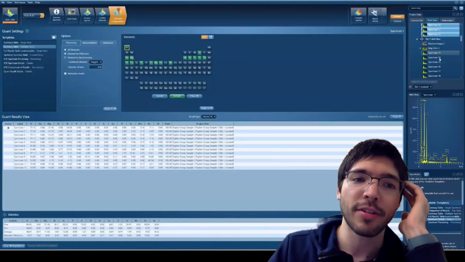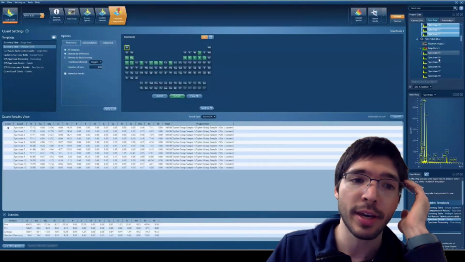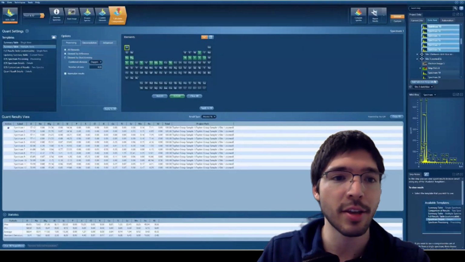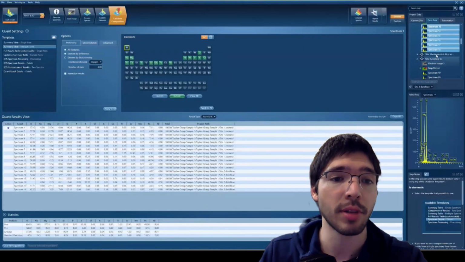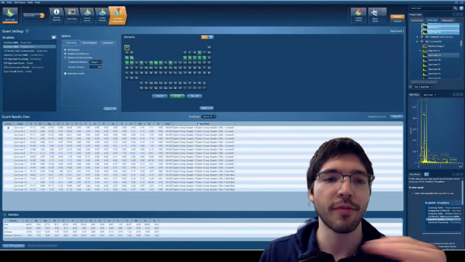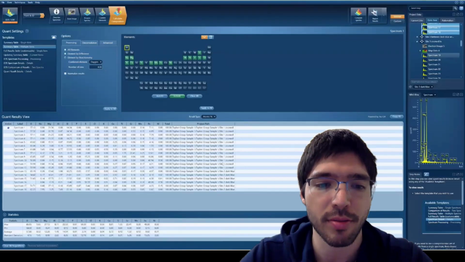Whenever you're looking at trace elements, they're looking into the parts per million, parts per billion range, which is at least 3, 4 orders of magnitude lower than what I can pick up here. So there's different limits for different instruments.